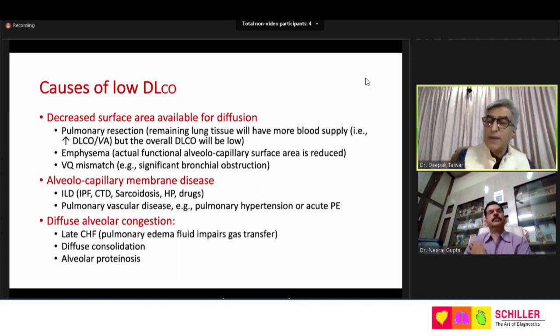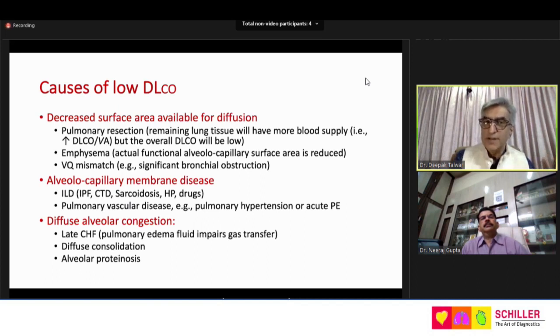The entire alveolo-capillary membrane with the interstitium may be affected in diseases like ILDs, sarcoidosis, drug-induced ILDs. All across ILDs can affect this alveolo-capillary membrane. That's why I think everybody had picked up that DLCO is for the alveolo-capillary membrane. It's not that, but this is an important aspect of it. Pulmonary vascular disease, which will again affect the alveolo-capillary membrane, like pulmonary hypertension or pulmonary embolism. Both of them will also affect it.